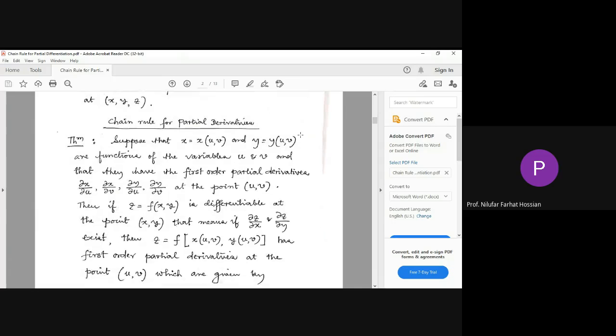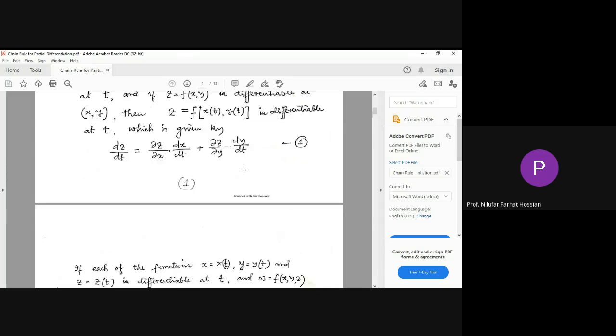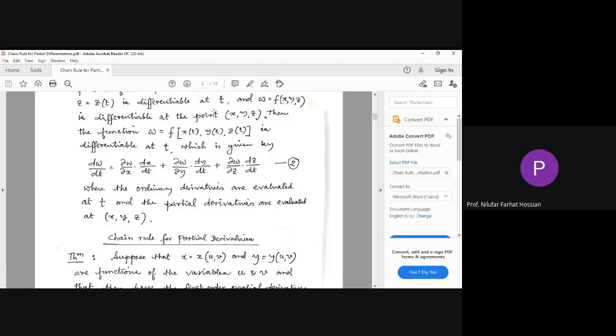Now, chain rule for the partial derivatives. This was for the total derivative, dw by dt, because ultimately w can be expressed as a function of a single variable t. Here also, it can be expressed as a function of a single variable t. So that's why dz by dt and here dw by dt.